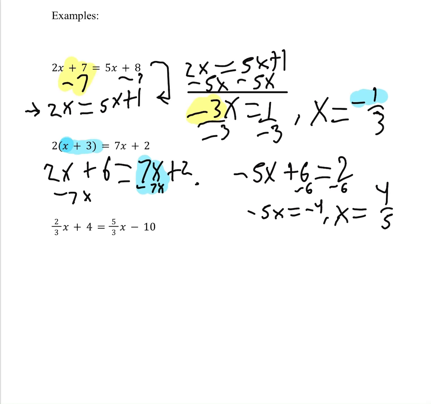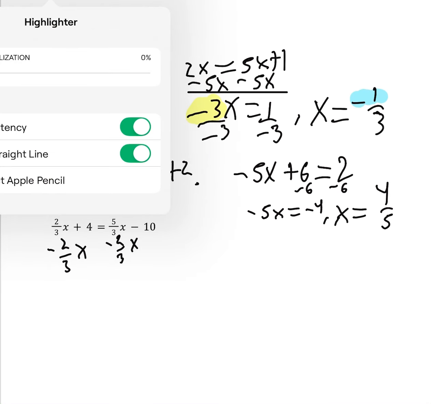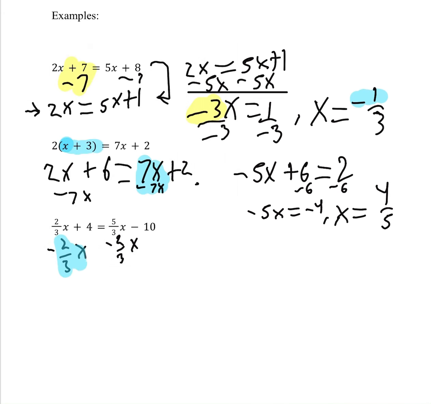So now we have a third problem, but with fractions. So it's going to be the same process, however. So we're going to subtract 2 over 3x on both sides. These are inverses of each other. So that goes away. And then we have 4 equals.